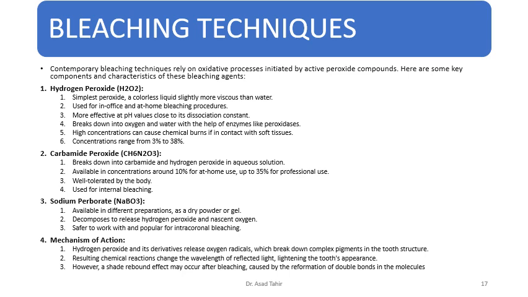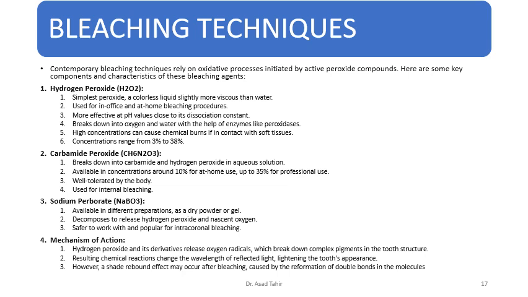More effective at pH values close to its dissociation constant. Breaks down into oxygen and water with the help of enzymes like peroxidases. High concentrations can cause chemical burns if in contact with soft tissues. Concentrations range from 3% to 38%.